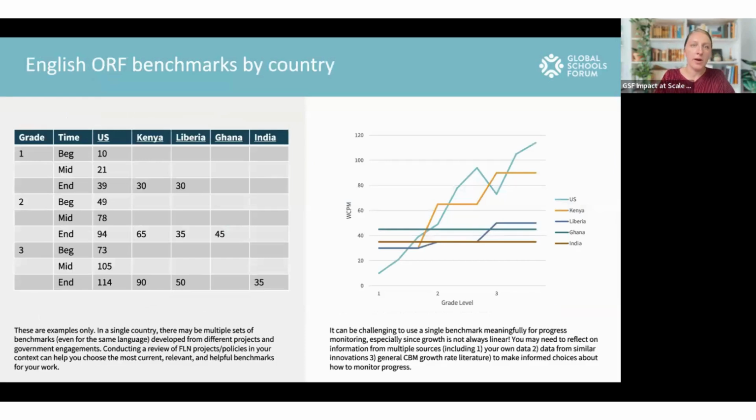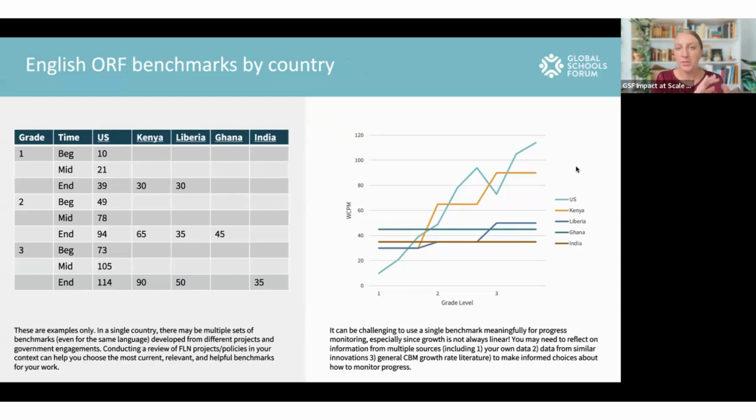And just one final point about benchmarks. That there really is not always a perfect answer, but understanding your context and what exists can help you communicate your results in a way that's going to be comparable to how other people are reporting in your context. So you can see this isn't even across languages. This is just for English, and these are benchmarks that have been established in different countries. And in some cases, this is just one benchmark among many that has been established in the country. So, and then if you look at the graph, you can see they vary quite a lot.